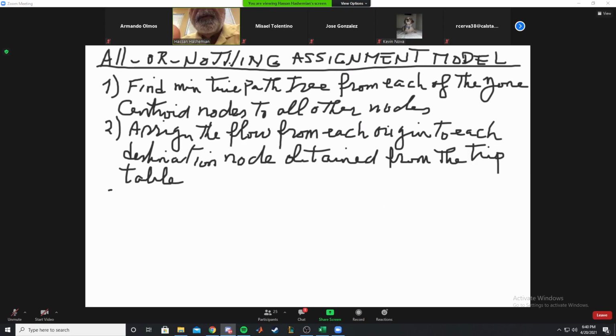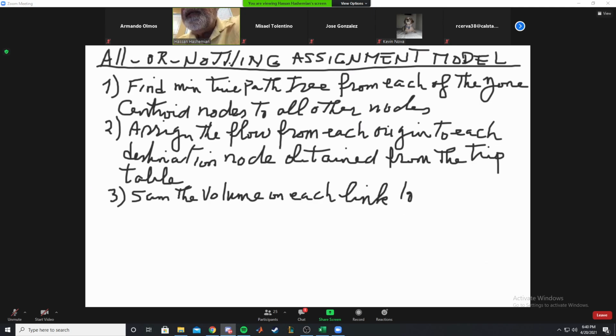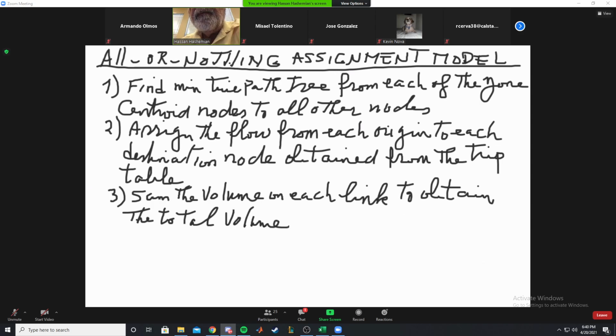The third, sum the volume on each link to obtain the total volume. Okay, so these are the 3 steps that we have to do.